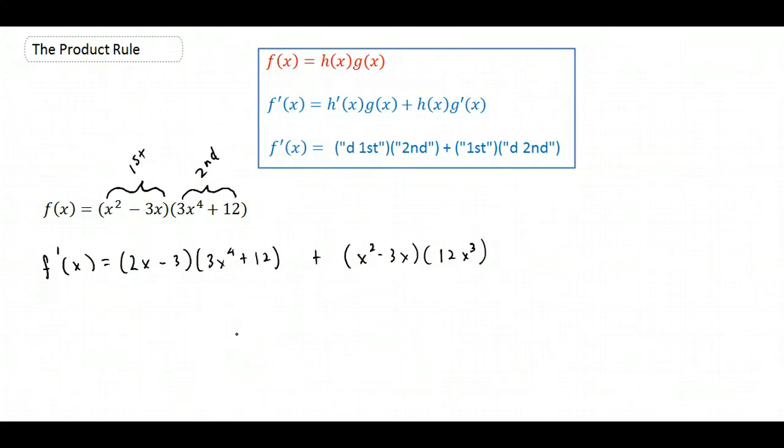So again, recapping the product rule, if you're given a function that's the product of two smaller functions, then f prime is h prime g plus h g prime, or in words, f prime at x is derivative of first times second plus first times derivative of second.